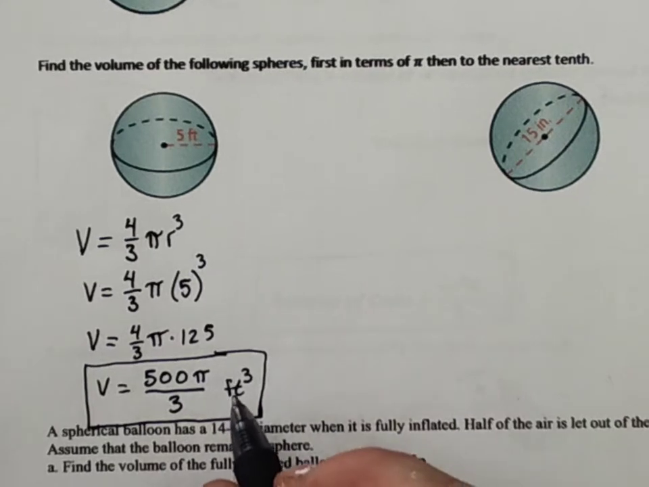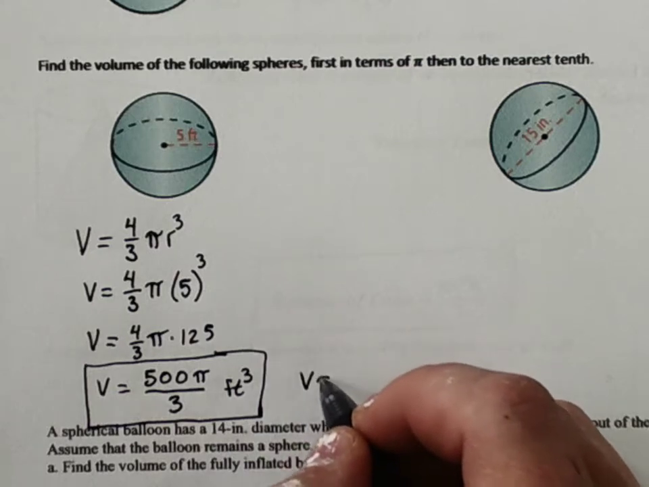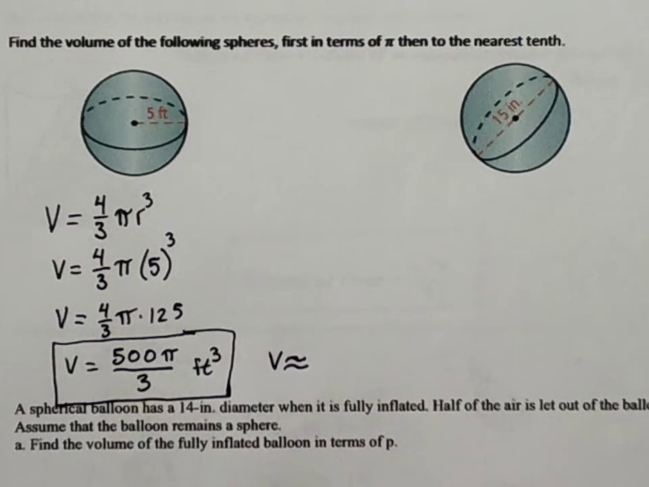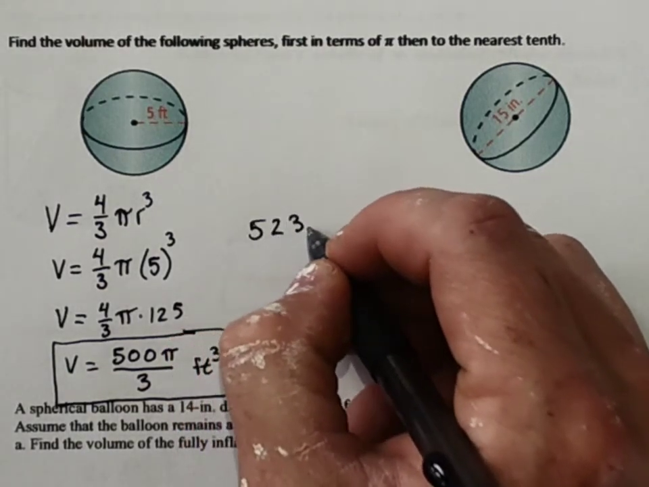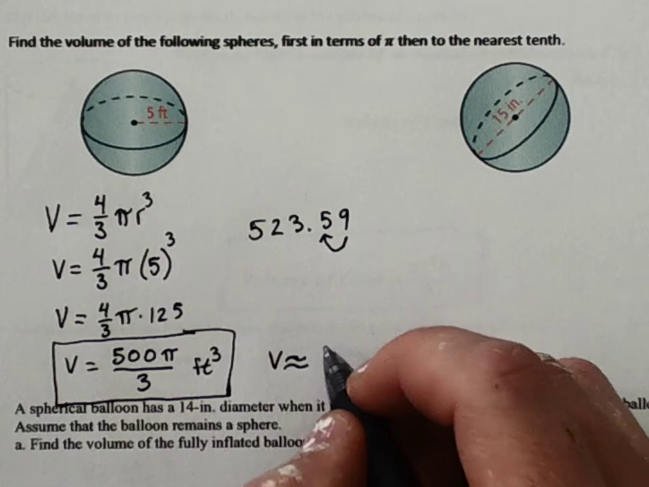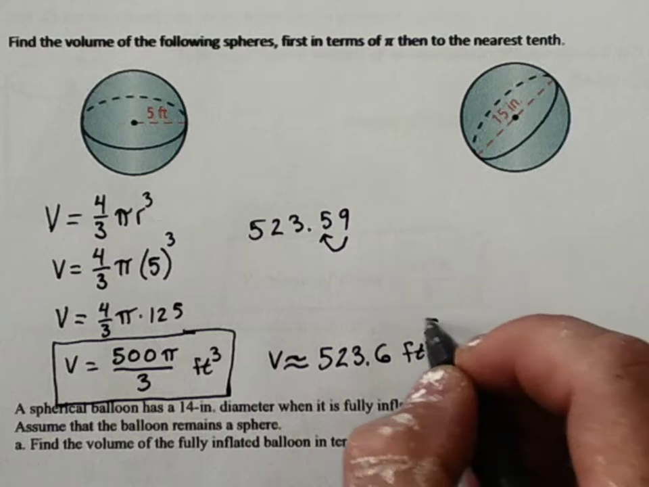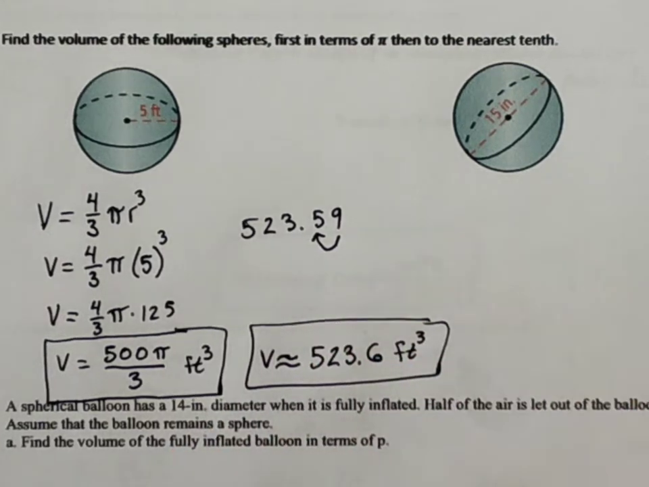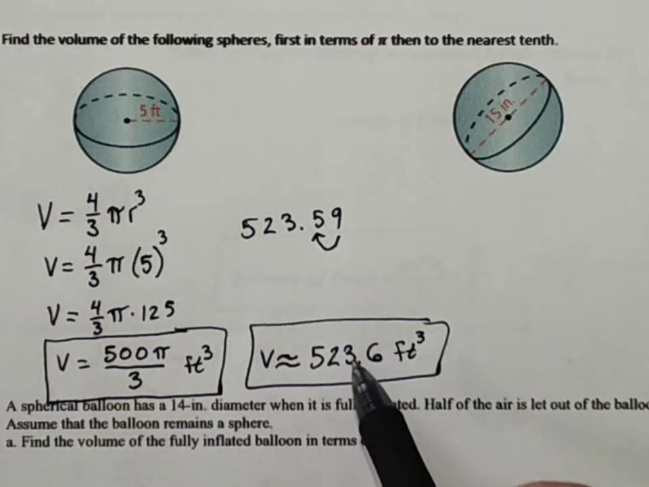That would be our first answer. That would be our answer in terms of pi. We would do our approximate answer, and we'd use our estimation sign. Nearest tenth. So you take 500, you multiply it by pi, and you divide it by 3, and you get 523.59. The 9 makes the 5 become a 6. And again, that'd be in feet cubed. So our answer in terms of pi, our answer rounded to the nearest tenth.